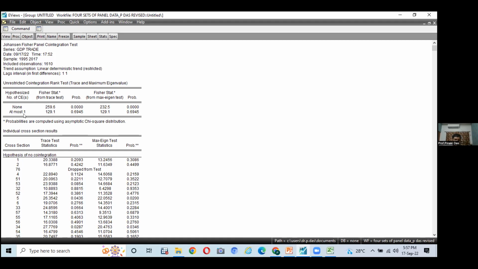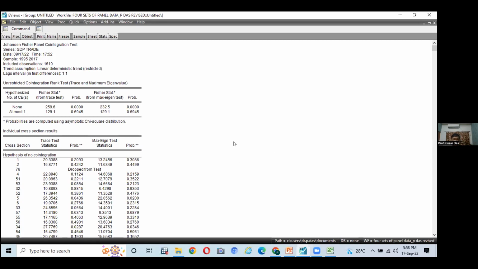Whereas at most one, this is the hypothesized criterion. Here the test statistic is insignificant. That means the null hypothesis is not rejected. That means the hypothesized condition is true. There is at most one co-integrating equation. This implies that GDP and trade are co-integrated with each other. There is a long run association between GDP and trade.